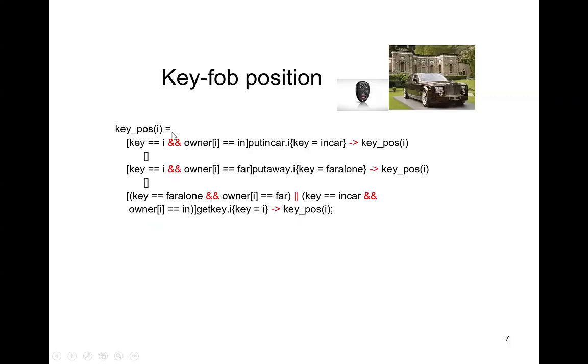Key for position is that start key initially with maybe I, if I equals 0, I equals husband. Driver is inside the car, and if inside the car, you can put the key inside the car. Another scenario is when the driver, say I equals husband, has a key and the husband is far away. He can put the key away from the car, maybe on top of the piano. That's where we used to.